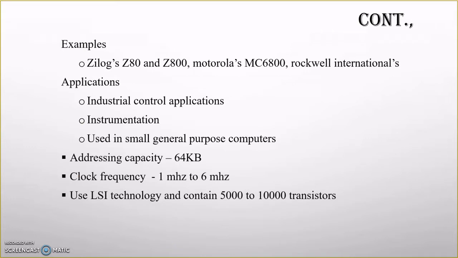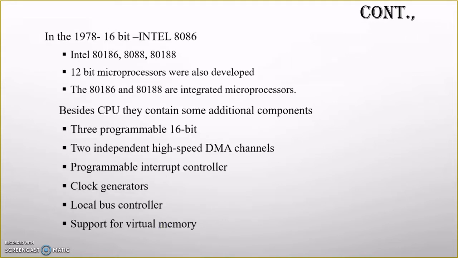Example, Motorola, Rockwell International. Then applications of these 8-bit microprocessors: industrial control applications, instrumentation, used in small general purpose computers. The addressing capacity of this 8-bit microprocessor is 64 kilobytes of memory locations. Clock frequency is 1 MHz to 6 MHz. This type of microprocessor uses large scale integration technology, and it contains 5,000 to 10,000 transistors. In the year 1978, Intel developed a 16-bit microprocessor called Intel 8086.